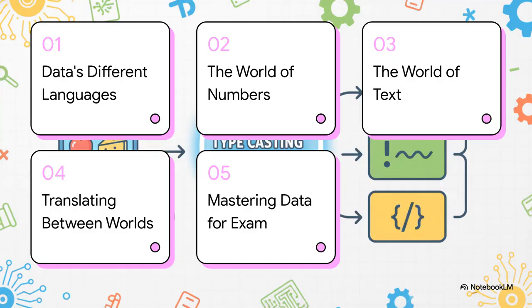So here's our game plan. First, we'll look at why data even needs different languages. Then we'll jump into the world of numbers and the world of text. After that, we'll learn a really cool magic trick called casting, which is how we translate between these worlds. And finally, we'll lock down the key things you absolutely need to remember for your exam.